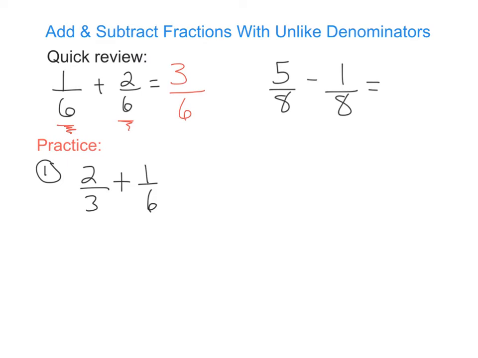Same thing over here when we're looking at 5/8 minus 1/8. The denominators are the same. So when we're subtracting, 5 minus 1 is 4, and then we leave the denominator the same because they're eighths.